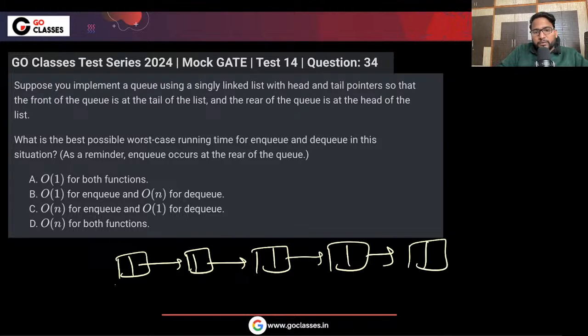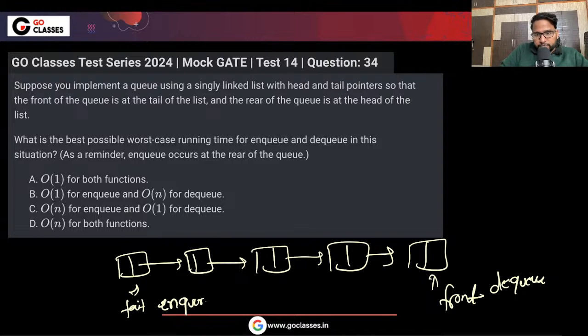So front of the queue is the tail of the list. So this is the front. Front is the place where the DQ will happen. So here you want to DQ. And this is the tail of the queue. Here you want to actually NQ. You can say you want to NQ here, or rear or whatever.